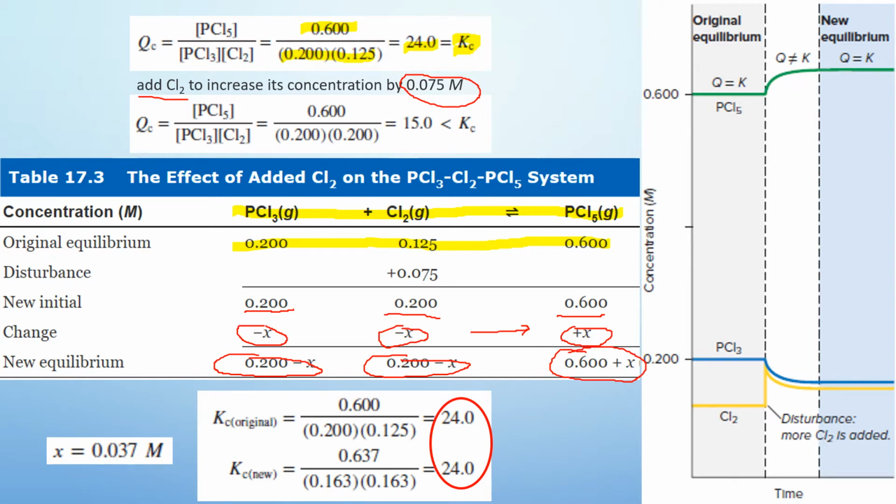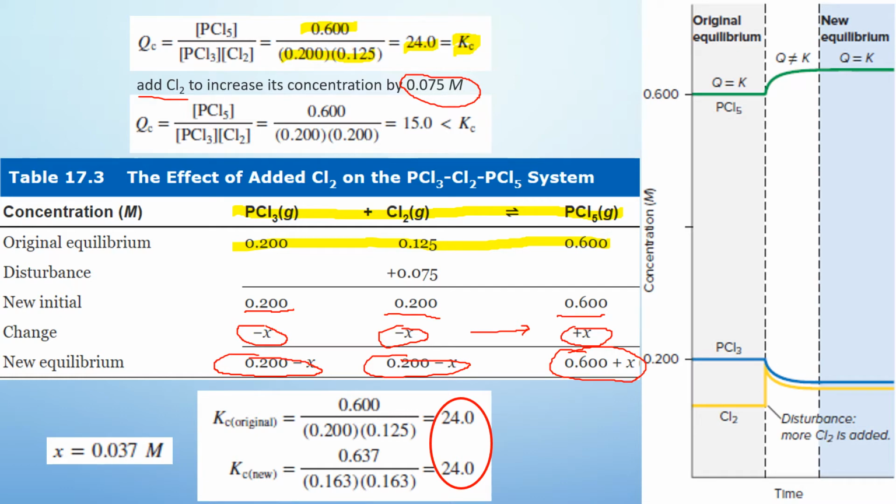So here we can calculate X, because we are staying at the same temperature, so the equilibrium constant doesn't change. Using the quadratic formula, we can calculate X. Or from the experiment, we can actually measure the concentration of this new equilibrium.